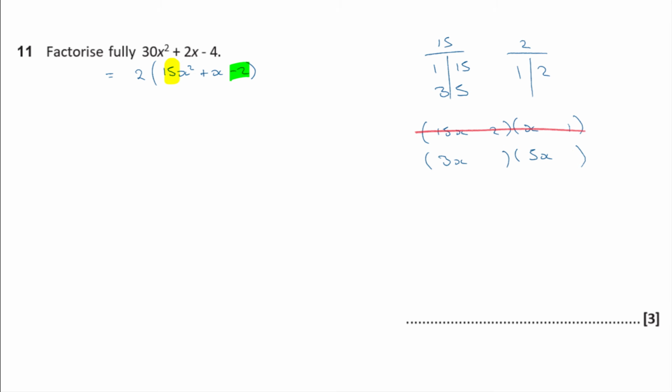If I put 1 in the first bracket and 2 in the second bracket, then I'm going to have 3x times 2, that's 6x, and 5x. If I make that one positive, to give me positive 6x, and make that one negative to give me minus 5x, then 6x minus 5x is the 1x I'm looking for, isn't it? So this factorizes into 2 lots of (3x minus 1)(5x plus 2) altogether, and that's my final answer: 2(3x minus 1)(5x plus 2).